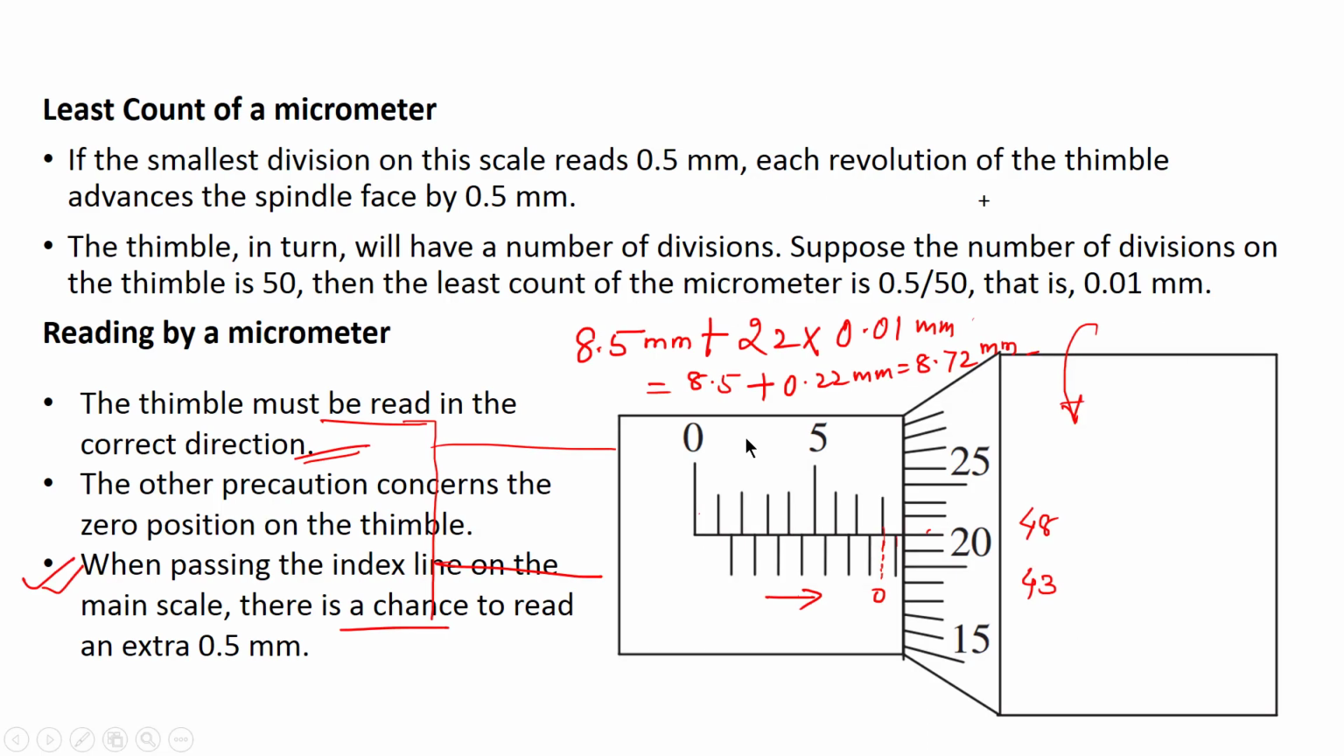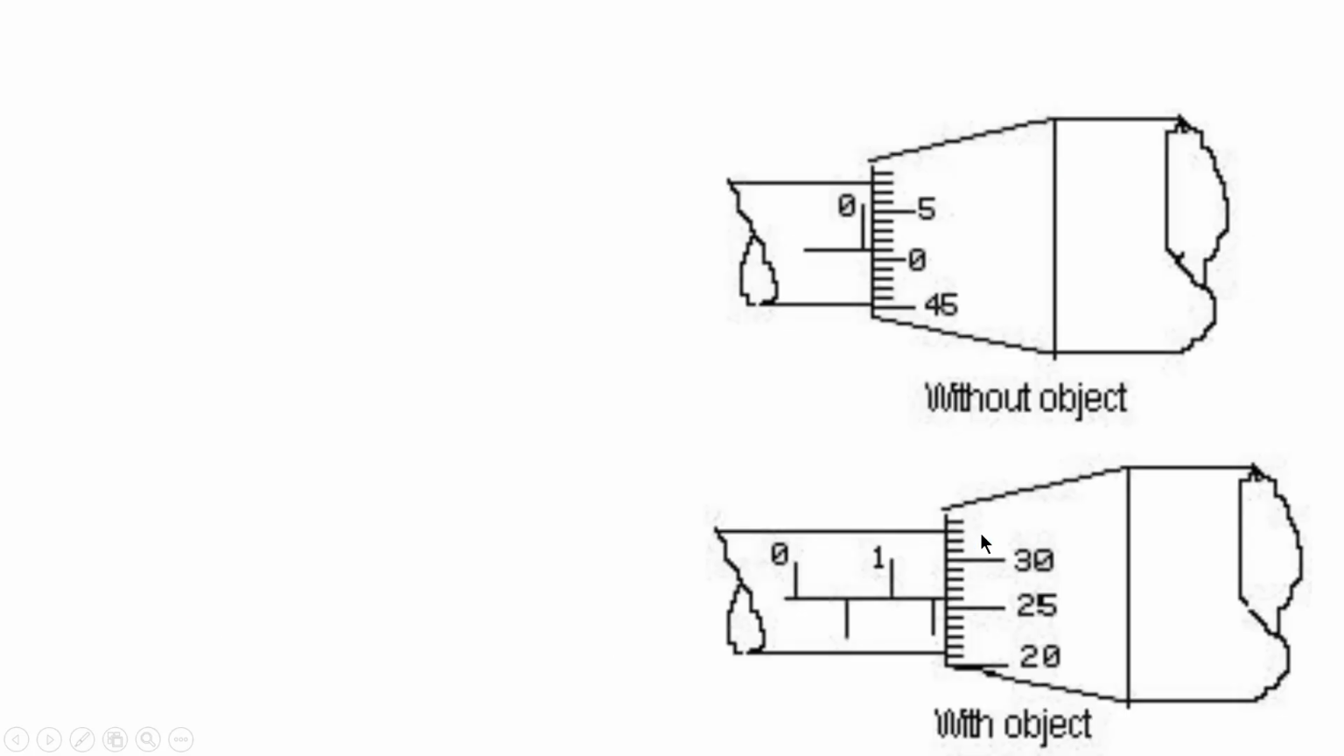And this one we have completed. We have taken reading here. We understood now how to take reading. Look at here. This is an object. With the object we are taking this one. So can you tell me the value? How much is this? So this is 0. This is 1. This is 0.5. This is 1.5. 1.5 mm. Consider it as mm.